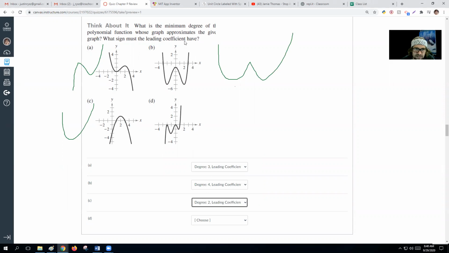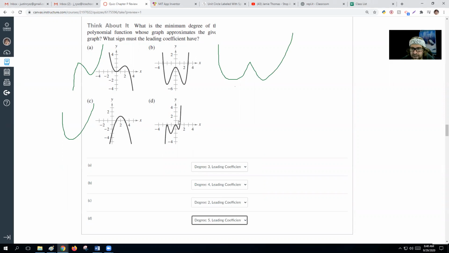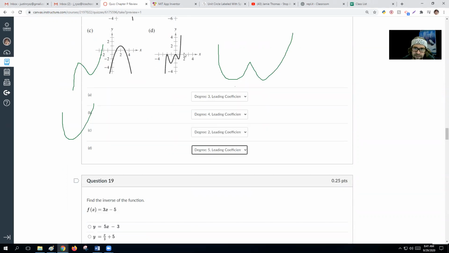All righty, next, here we go. We go up, then down, then up, then down, then back up. So degree 5. And that one starts out the way it should be. It's degree 5, that's positive because it starts low and ends high. All odd powers start low and end high.